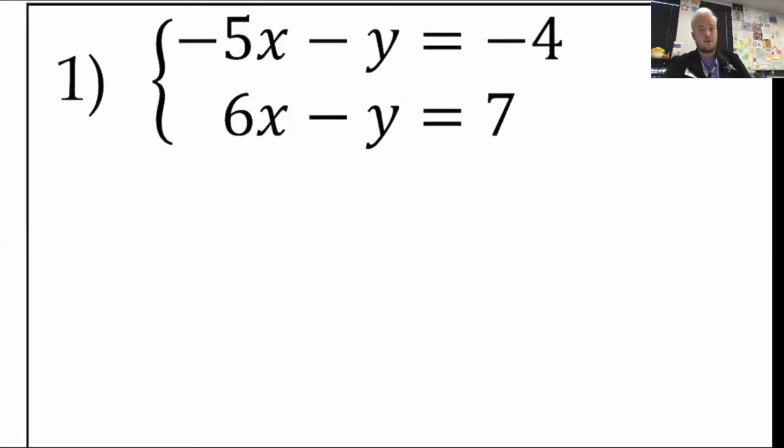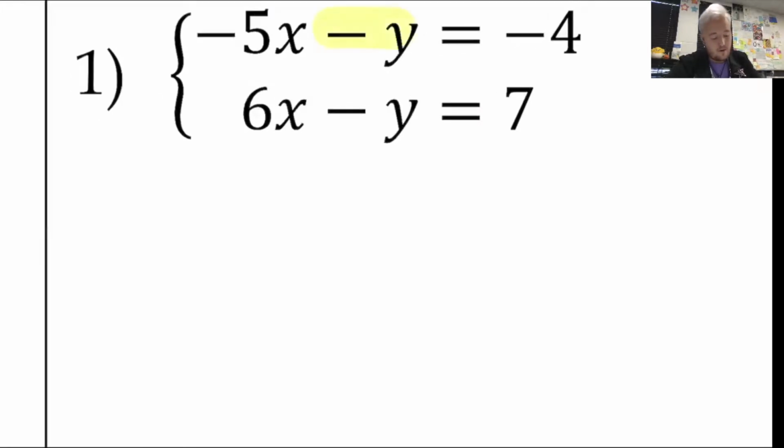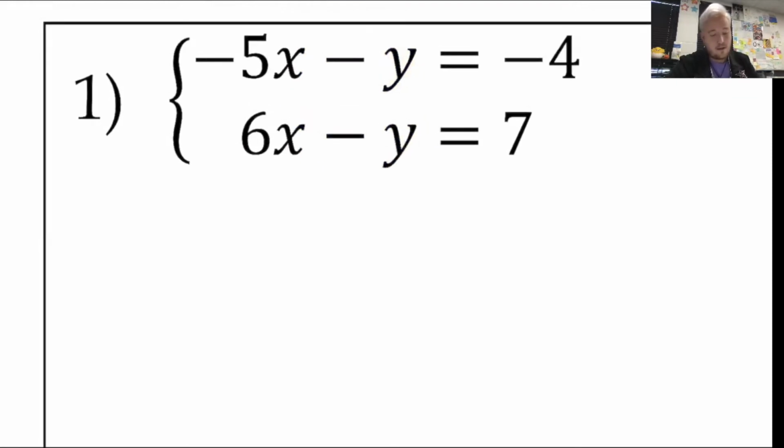So if you look at this top equation, number 1, we have negative 5x minus y equals -4, 6x minus y equals 7. So if you notice, everything is in standard form, so we're good to go there. However, there are no 0 pairs anywhere. The closest thing we have are these two negative y's, but they need to be opposite signs in order to 0 out.